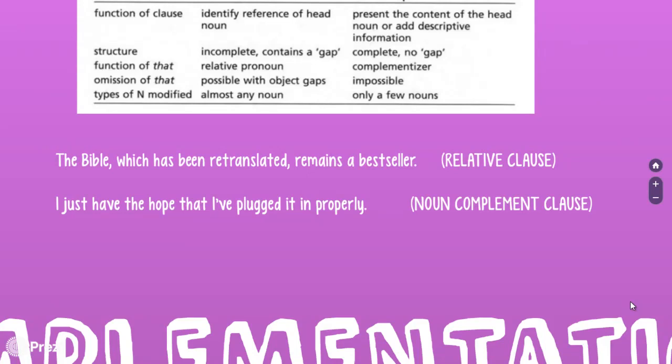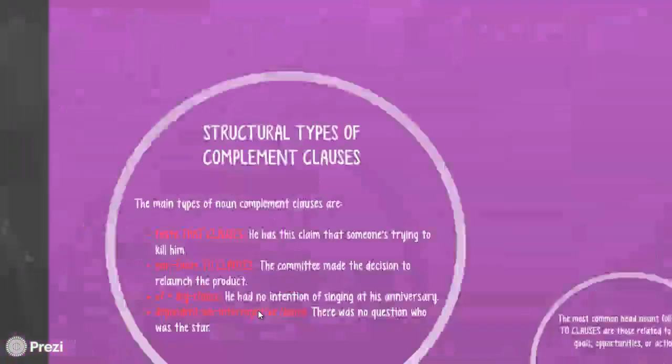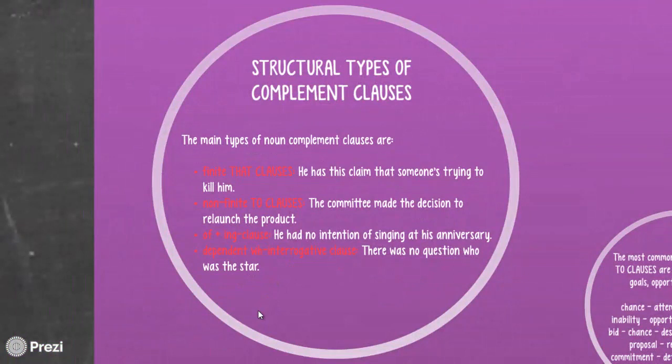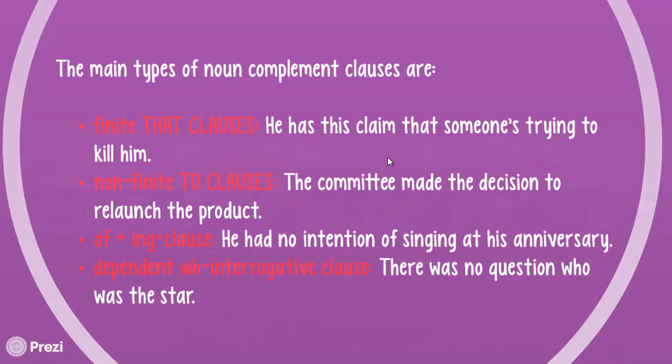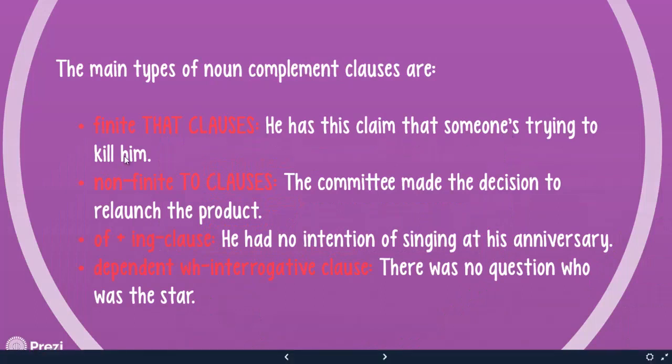Now let's talk about the types of complement clauses we may find surrounding a noun. The main types of noun complement clauses are finite that clauses, non-finite to infinitive clauses, ing clauses beginning with the preposition of, and dependent WH interrogative clauses. In the first example, we can see how the that complement clause gives us the content of our head noun, which is claim. In the second example, our head noun is the word decision, and what follows in the to infinitive clause gives us the content of the head noun, which is decision.